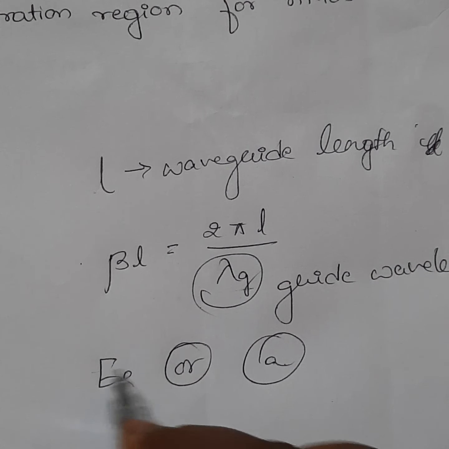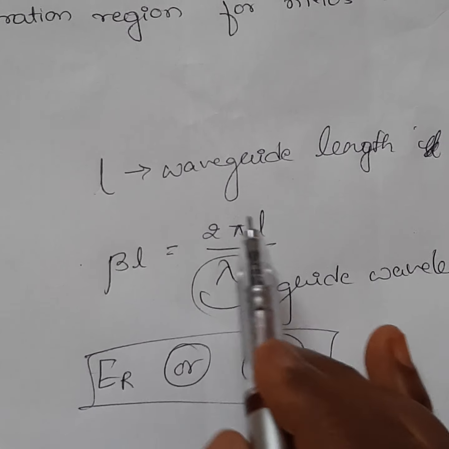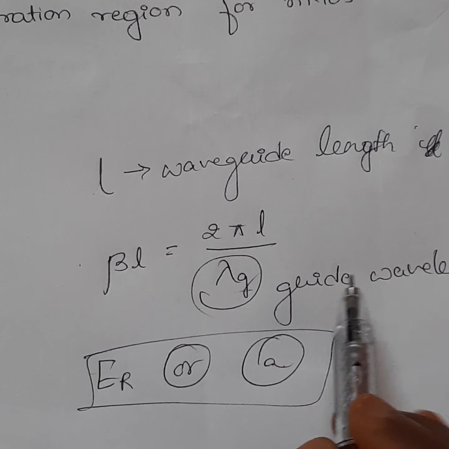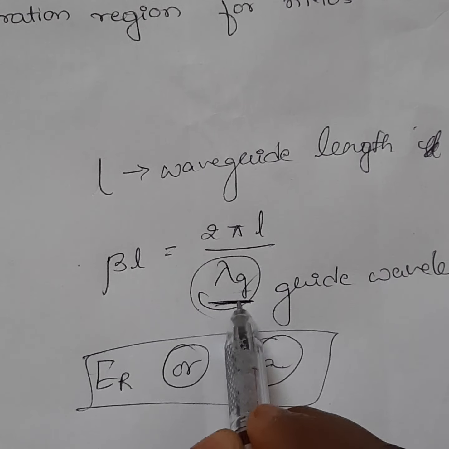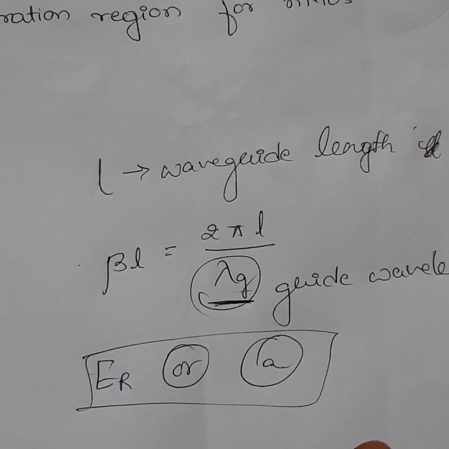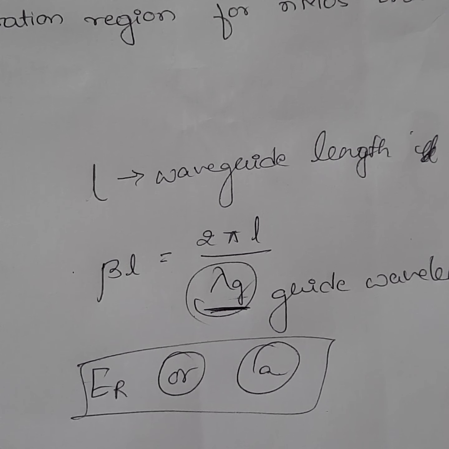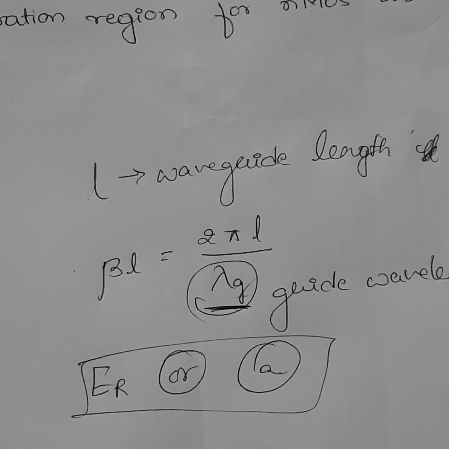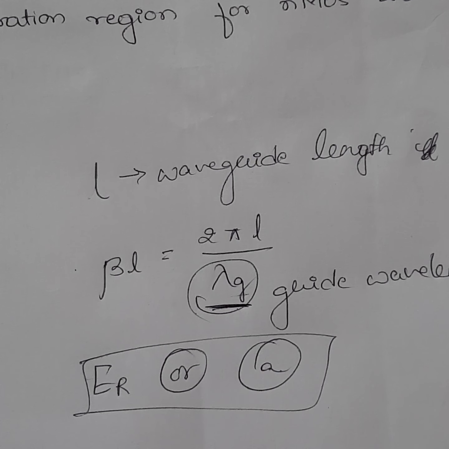Okay, so forget about this thing. The phase can be controlled by varying the guide wavelength lambda g. Keep this in mind. Here we have dielectric phase shifters, rotary phase shifters, and hybrid phase shifters. One by one we'll see.